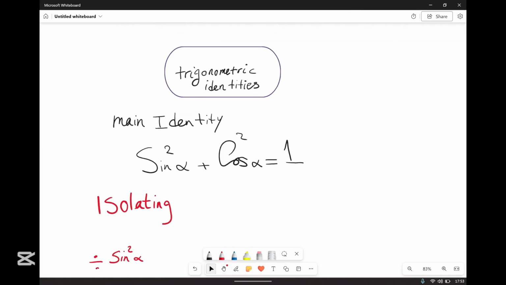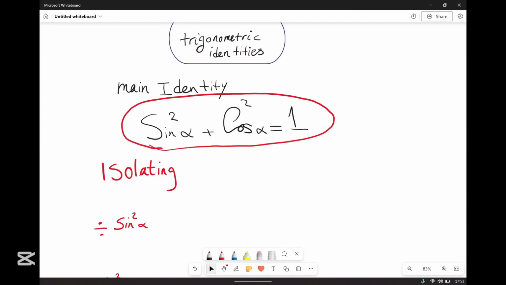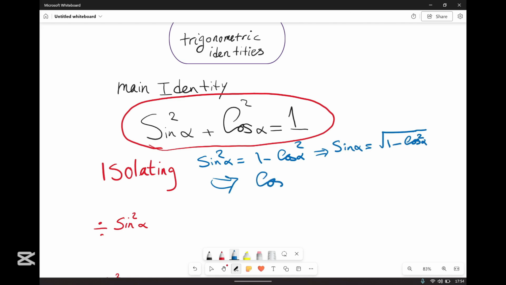But another trigonometric identity, the main identity I proved seconds ago, is sine alpha squared plus cosine alpha squared is 1. Another property is isolating. We isolate sine squared, therefore 1 minus cosine alpha squared. Therefore we take the square root from both sides, and sine of alpha is the square root of 1 minus cosine of alpha squared.